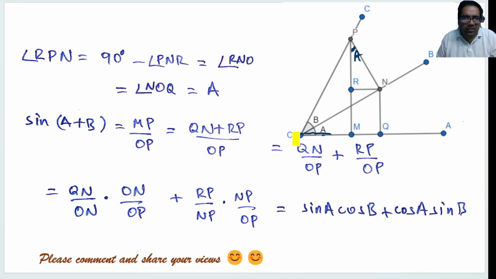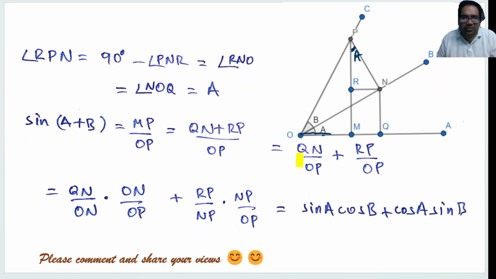Now this one, NQ by OP, or QN by OP, let us multiply with ON, numerator and denominator. This NQ is part of this right angle triangle, right? Let us multiply and divide this by the hypotenuse ON, because this is part of this right angle triangle. That's what we have to prove. We want to use this right angle triangle to get sine A. What is sine A? NQ by ON, right? That is what we want.